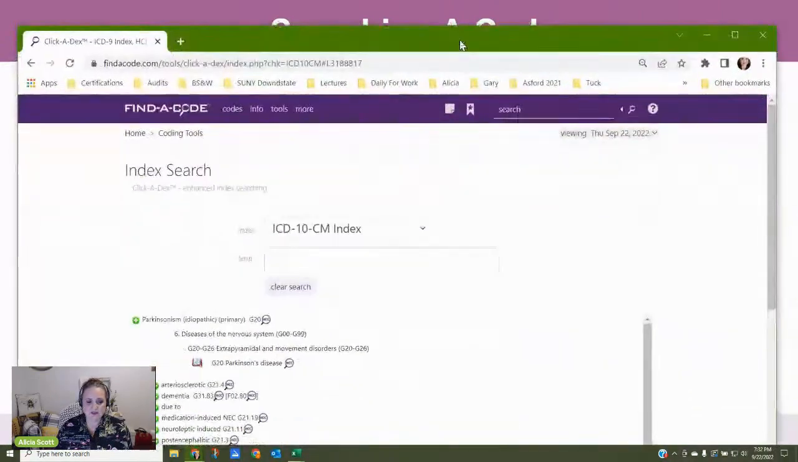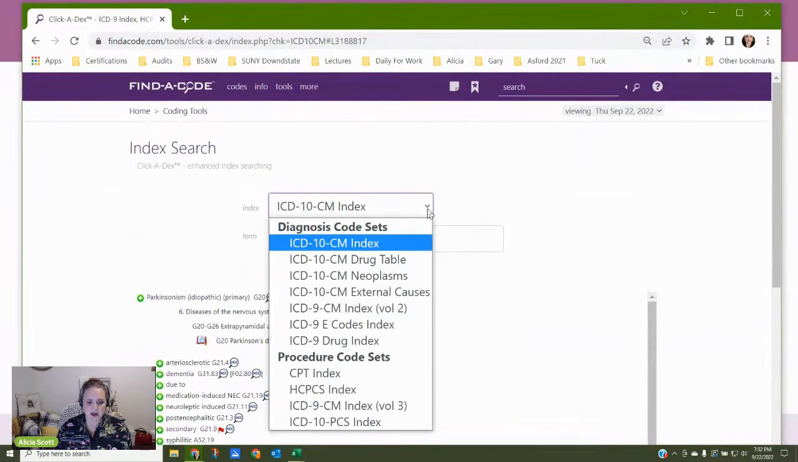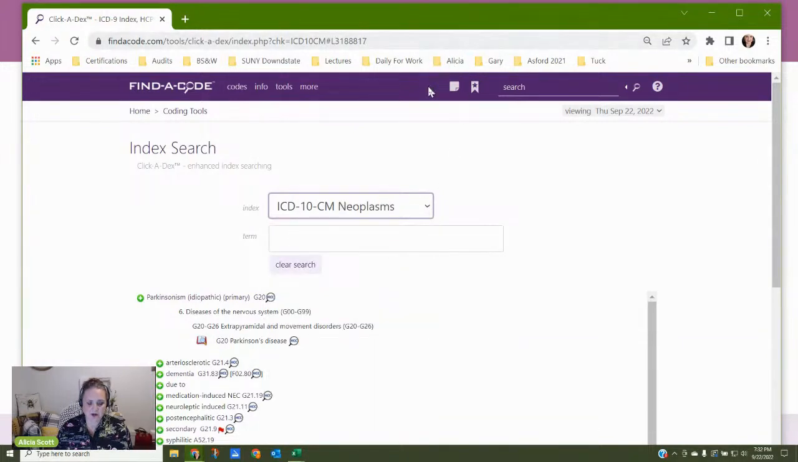All right, let's go look at the neoplasm table this time. Now, I can just change this to the neoplasm table, and we're going to look at breast cancer. That was the next thing on the list.